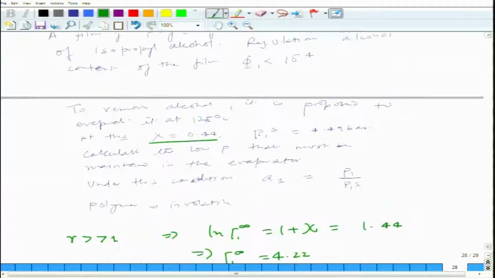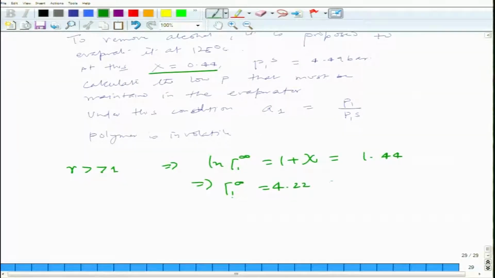So, gamma 1 infinity I can write now here at these conditions A1 by phi 1, and phi 1 for our condition should be less than -4. So, we can contain that this is the minimum which we have to get the volume fraction. So, from here we should be able to find out A1 is equal to 4.22 into 10 to the minus 4, okay, which is nothing but P1 by P1 stat.